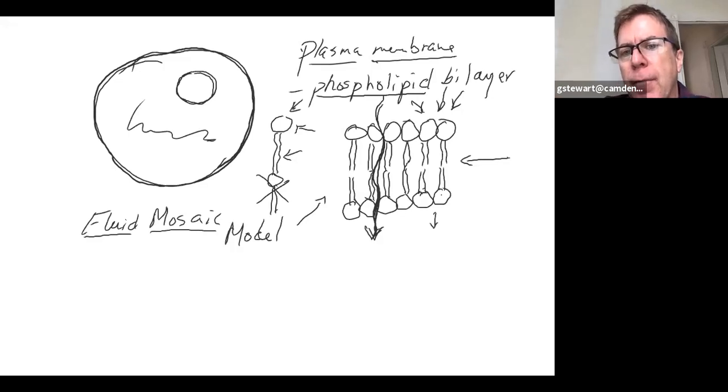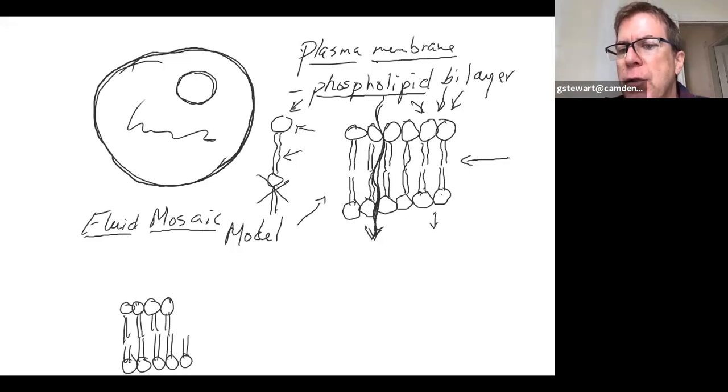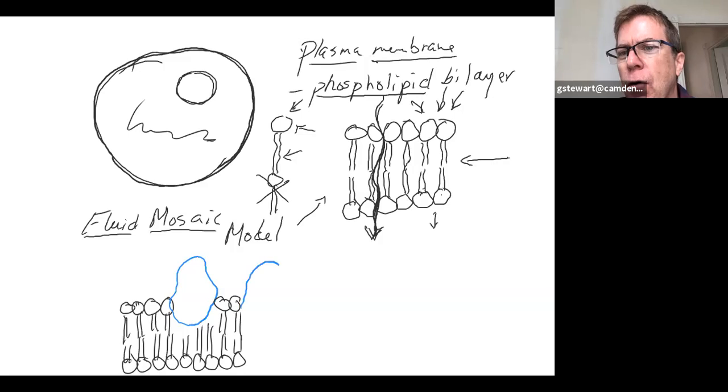So I'm going to draw a quick plasma membrane again. It's easier if I just do this. And then I'm going to stick proteins in there. Here's a protein sticking sort of off the top. And then I'm going to draw another protein that goes all the way through the membrane.